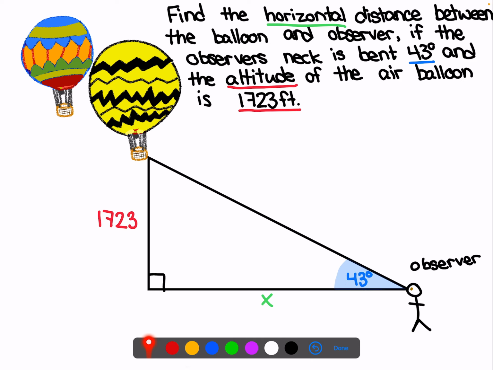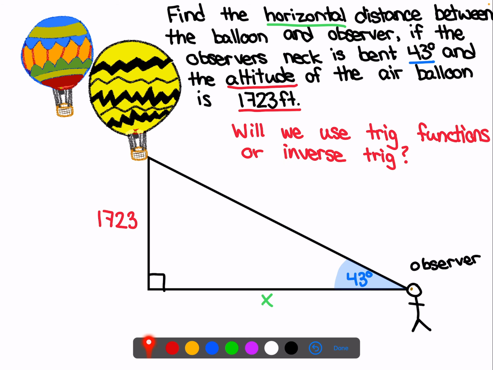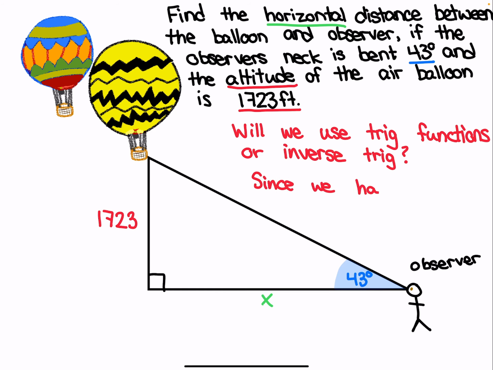At this point, we need to ask ourselves an important question. Are we going to use trig functions or inverse trig functions? And that's very important. And it depends on what we're solving for. If we're solving for a side, we use trig. If we're solving for an angle, we use inverse trig. Looking at this, we're not solving for an angle, we're solving for a side. So therefore, we're going to use trig.